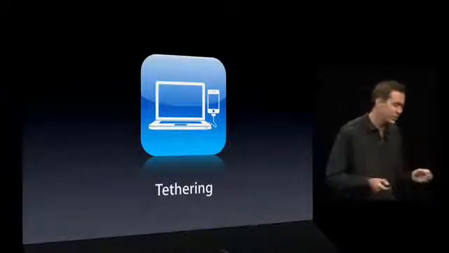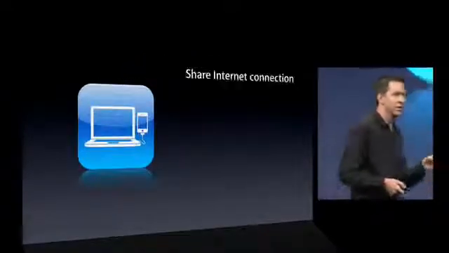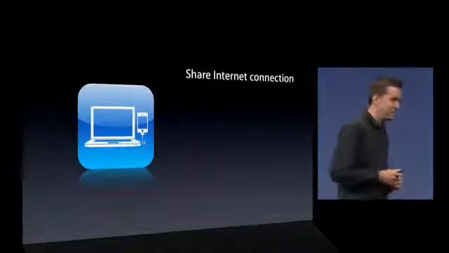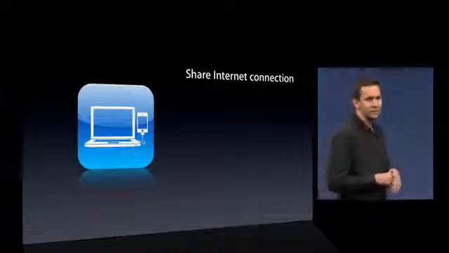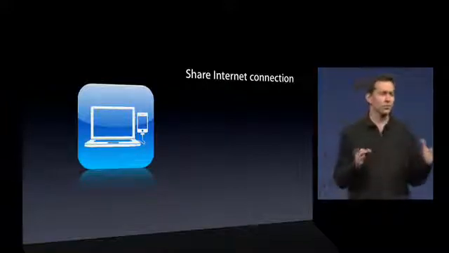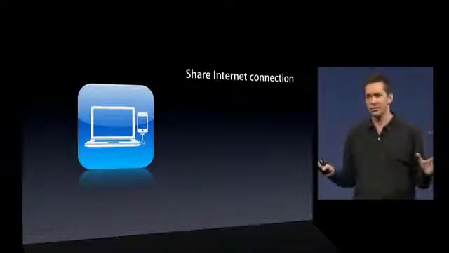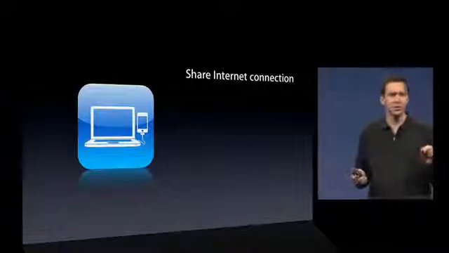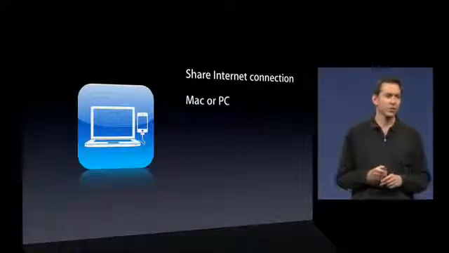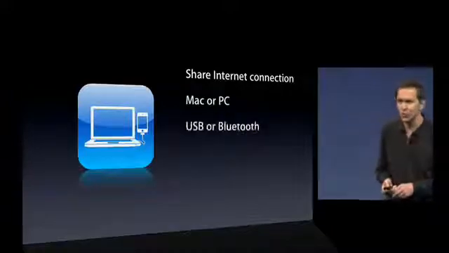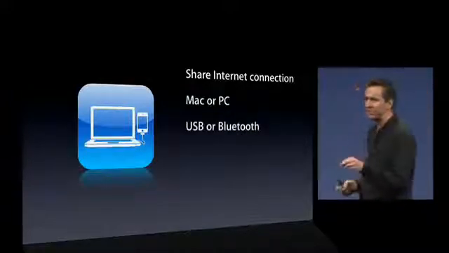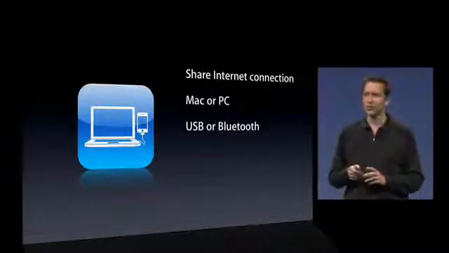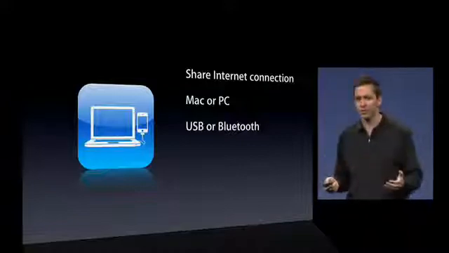Tethering. Tethering allows you to share your iPhone's internet connection with your computer. So this means if you're somewhere with, say, your laptop and there's no Wi-Fi around, you can just share that internet connection that your phone already has right with your computer. This works with both Macs and PCs. It works wired over USB with that same cable that came with your phone. And it also works wirelessly over Bluetooth with your phone just in your pocket.